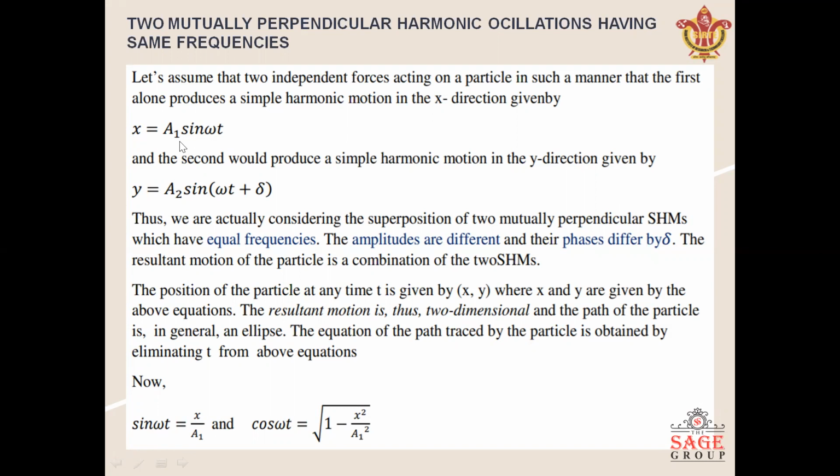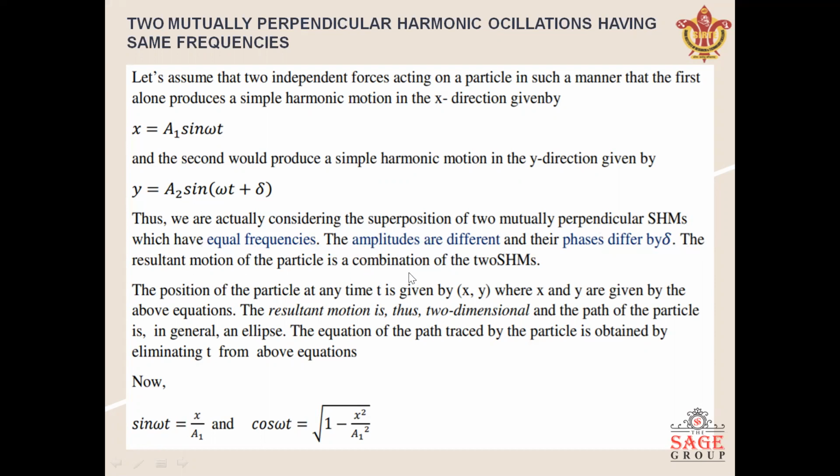This is a simple harmonic equation a1 sine omega t, and the second would produce a simple harmonic motion in the y direction given by y is equal to a2 sine (omega t plus delta), where delta is the phase difference. So in the x direction the motion is given by this equation, and in the y direction by this equation, where delta is the phase difference. Thus, we are considering the superposition of two mutually perpendicular simple harmonic motions which have equal frequencies, as I told you earlier, and the amplitudes are different and they differ in phase by delta.